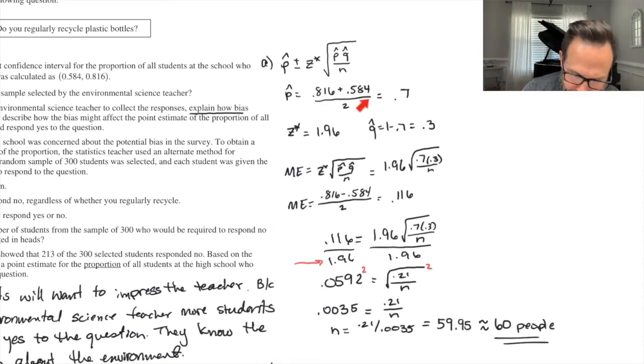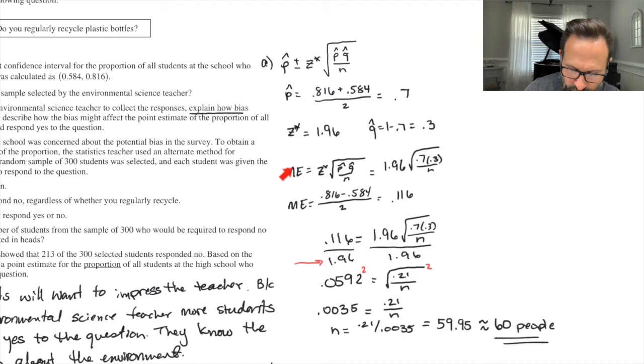And so in order to get p hat, I can add the endpoints of my interval and divide by 2 because it's the midpoint. My z-star, easy. It's just 1.96. That's something I could look up. Q hat is the difference of 1 minus p hat. So I can do that real quick as well.